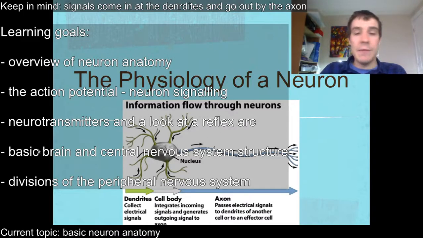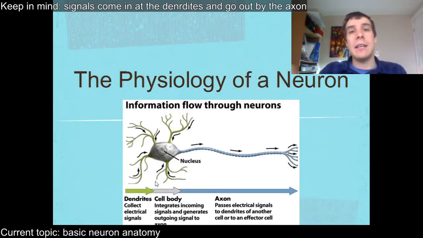Then we're going to move over to a different PowerPoint and talk about brain and nervous system structure, and then the divisions of the peripheral nervous system. And that's all we're going to get through today. This part of the curriculum just asks you to understand the physiology and function of the nervous system. So we're going to start with the basic unit of the nervous system, which is, of course, a neuron. So let's start talking about that.